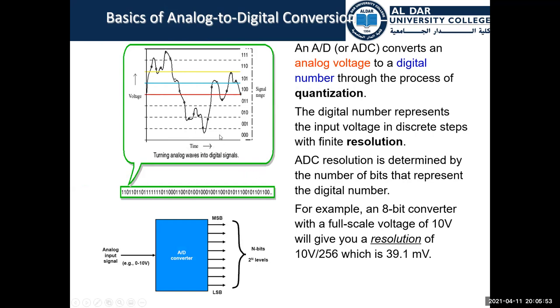This is the way of quantizing, or the way of quantization, to convert the analog signal to a digital value. So the analog to digital converter converts analog voltage to a digital number through the process of quantization. Quantization means we have a range of values starting from 000 to 111. This means we have eight values, and each value in the range of the amplitude of the signal is mapped to one of these values. This is the quantization. The digital number represents the input voltage in discrete steps with a finite resolution.